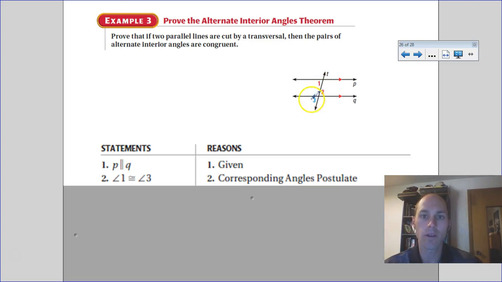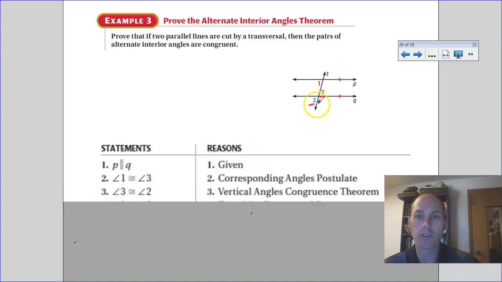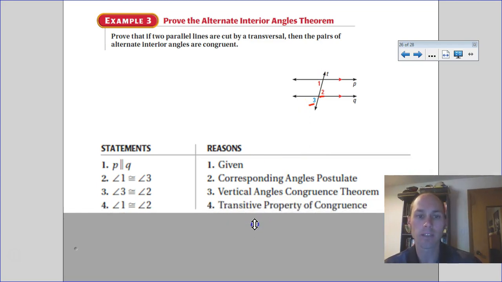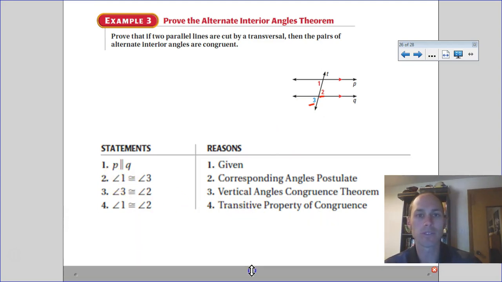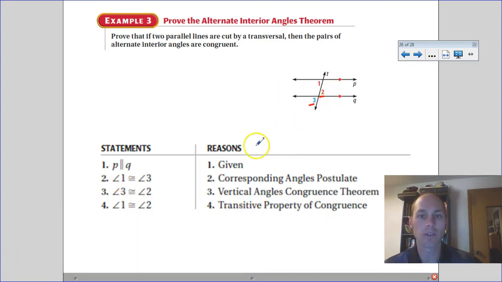So if I know 1 and 3 are congruent, well, I have angle 3 here. What do I know is true about angle 3 and 2? Well, 3 and 2 are congruent because they're vertical angles. Vertical angles are congruent. I know 1 is congruent to 3, and 3 is congruent to 2. Therefore, by the transitive property, 1 is congruent to 2. So that proves that alternate interior angles will always be congruent.